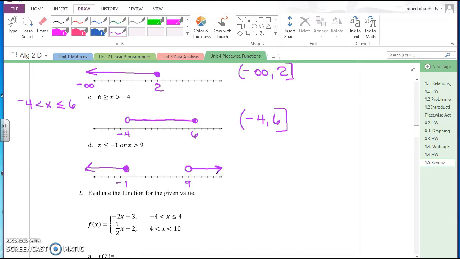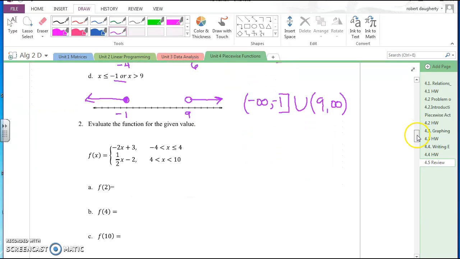I see two distinct intervals here. So my answer will be negative infinity up to negative 1 with a bracket. And this or, mathematically, we use the union sign to mean or. And the next interval I see there is 9 to infinity. Okay, so that's a little primer on interval notation.